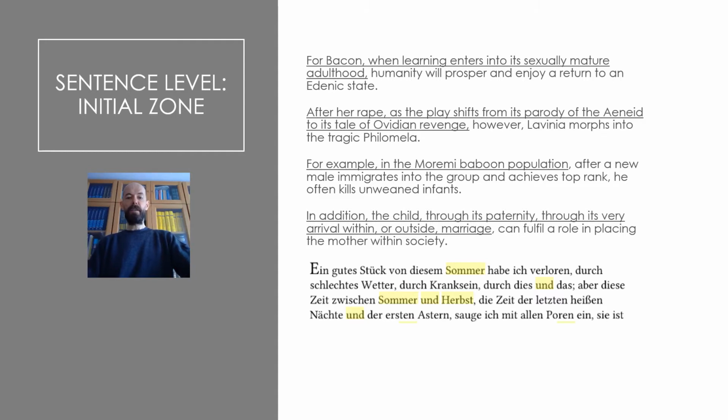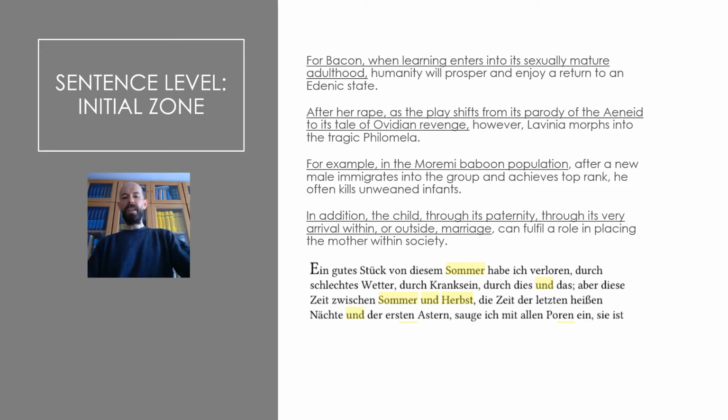In addition, connector, additive connector, the child subject, followed by another, so this will be mid position already in a way, but it's still in front of the verb, so that's debatable. No, it's not really mid position, it's still the initial zone. Through its paternity, through its very arrival within or outside marriage, can fulfill a role in placing the mother within society.